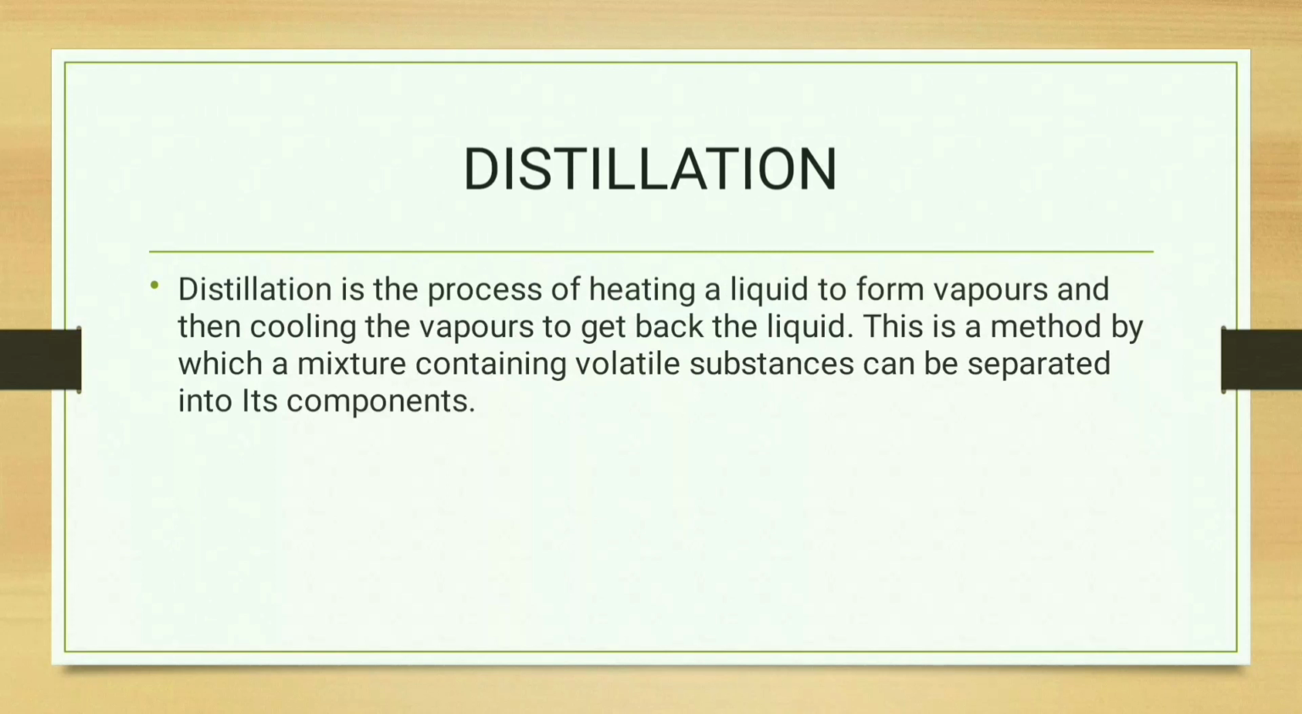Then we have distillation, the process of heating a liquid to form vapor and cooling the vapor to get back the liquid. This is the method by which a mixture containing volatile substances can be separated into its components. In distillation, we heat the liquid to form vapor and then we cool that vapor to form liquid. This is the method by which a mixture containing volatile substances can be separated.